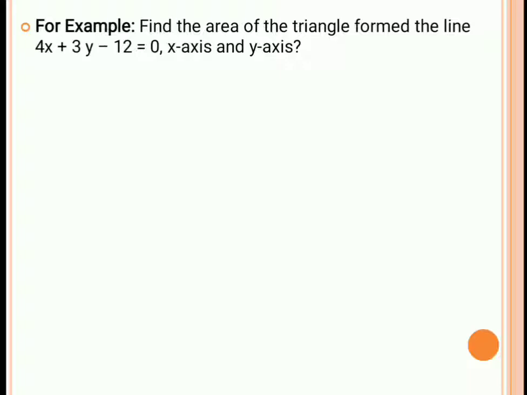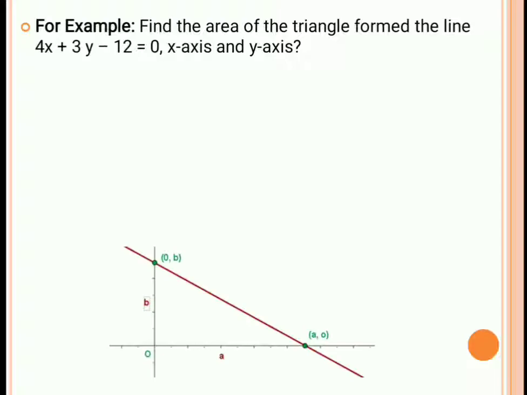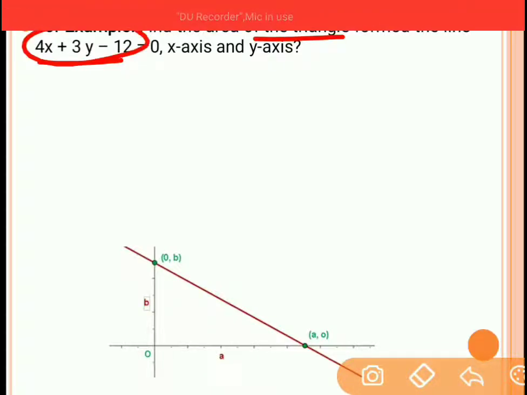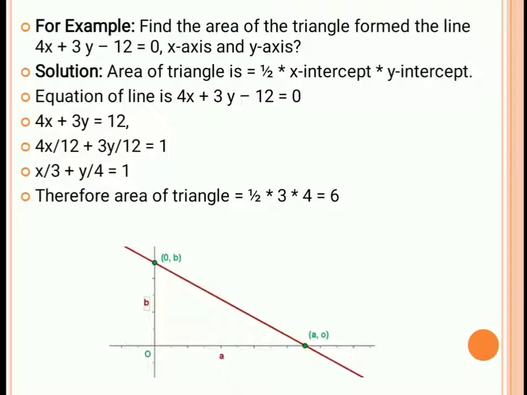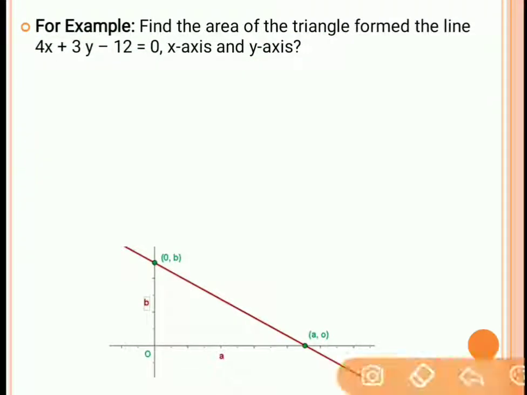Example: find the area of the triangle formed by the given line, the x-axis and the y-axis. Now to understand this, this is the general form of the equation. Whenever you are told to find the area of the triangle with the line and the two axes, the very first step is to find the x and y intercepts. How to find the x and y intercepts?